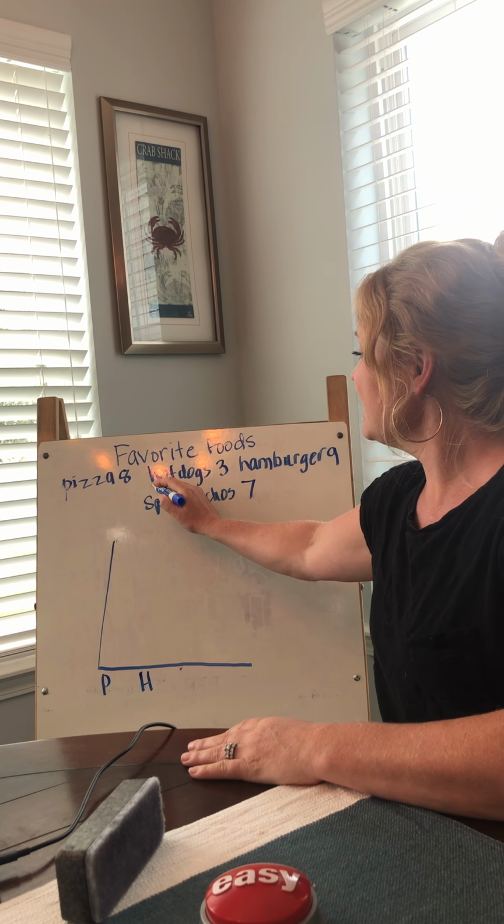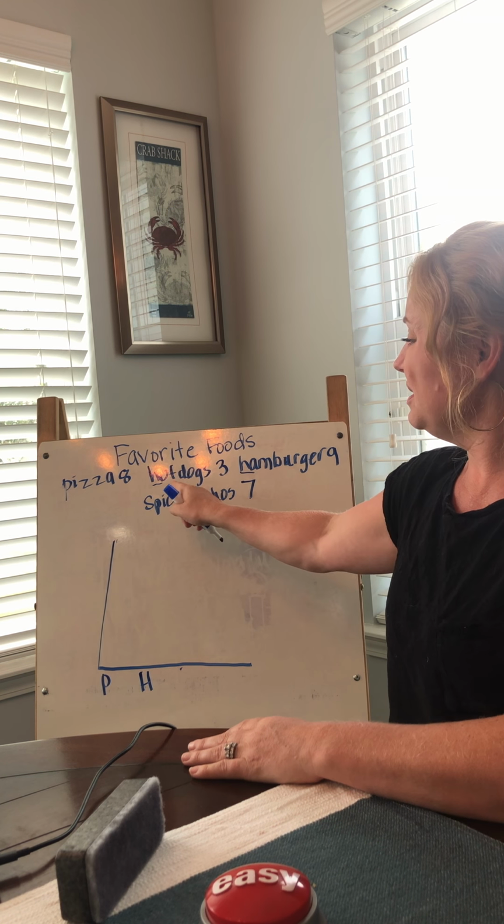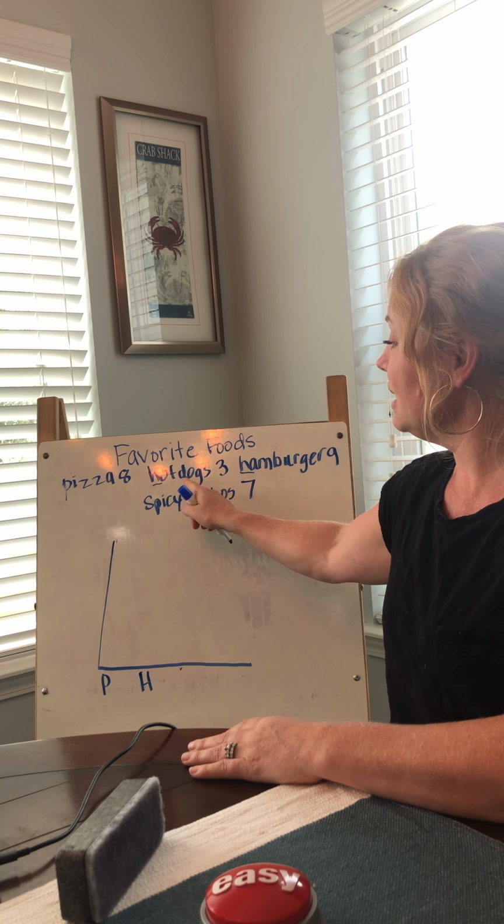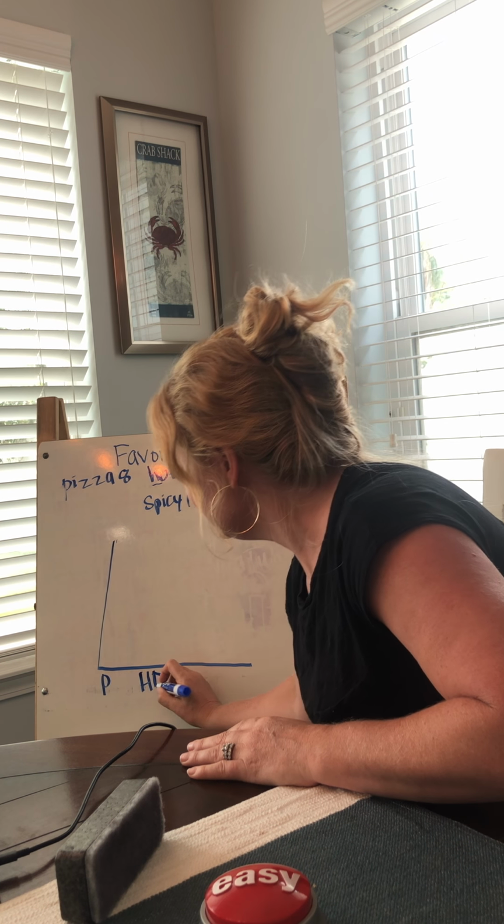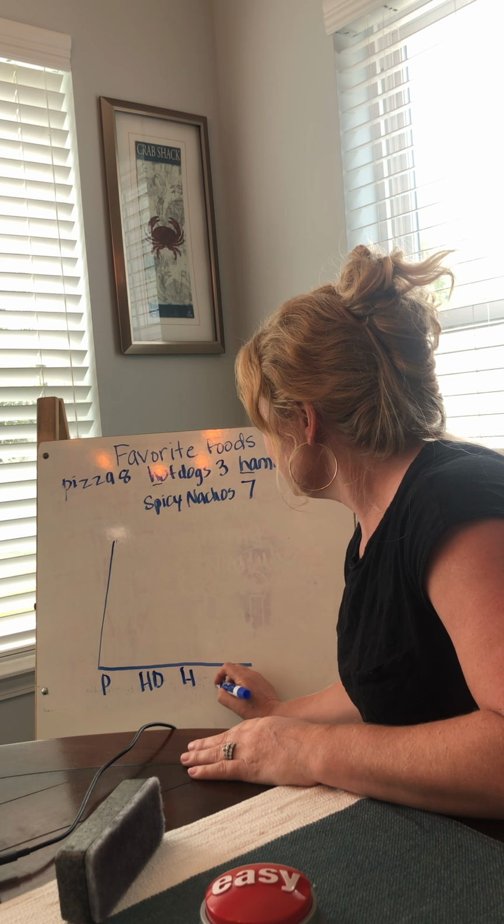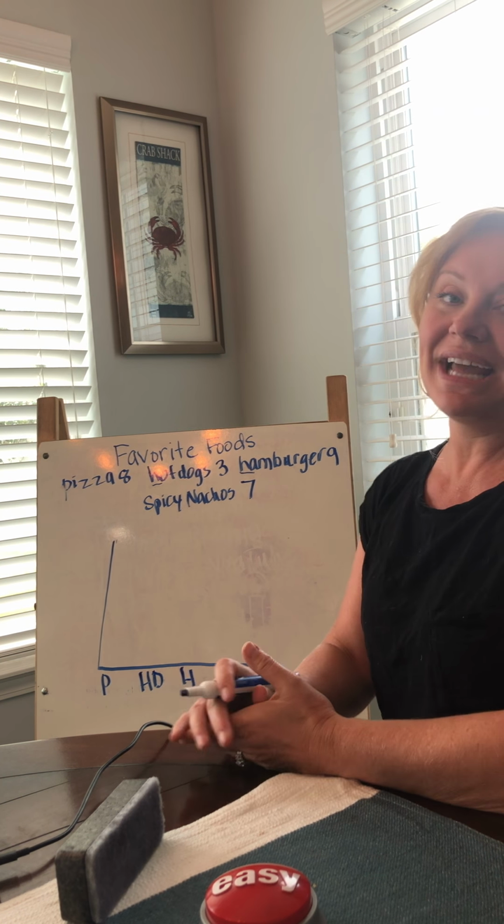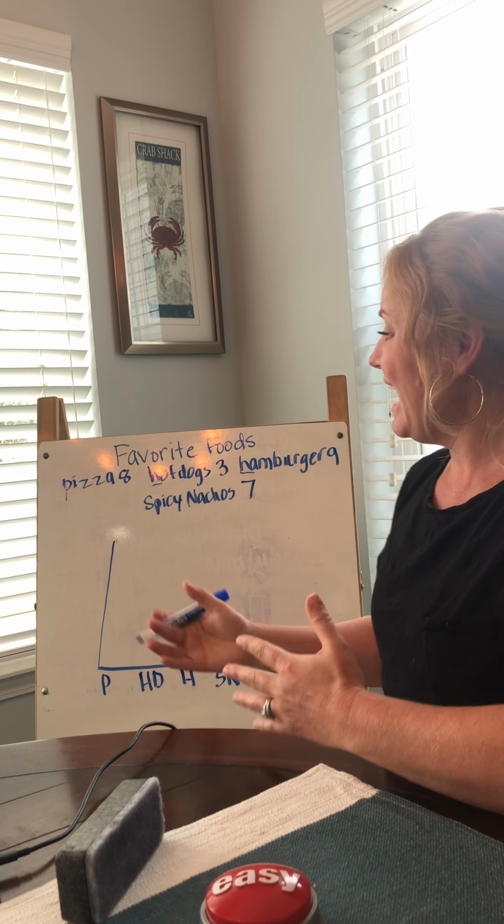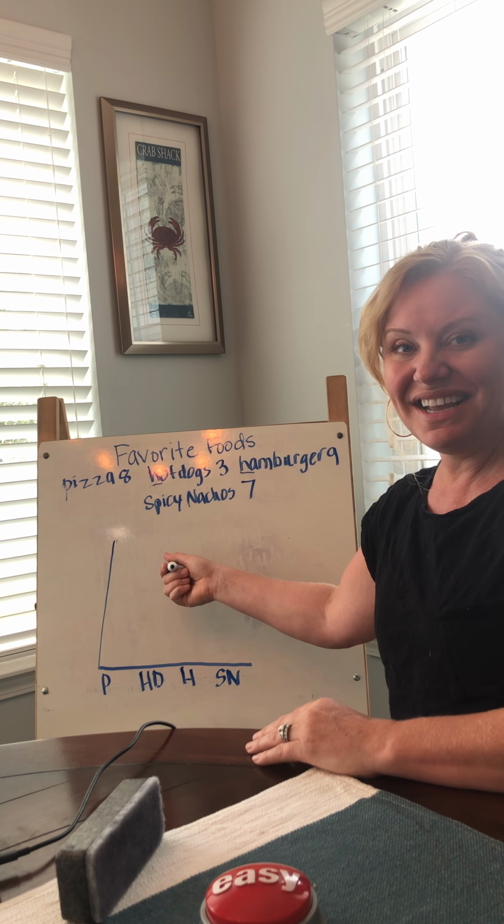You know what? This is an H and H. So to distinguish between the two, for hot dogs, I'm gonna put HD for hot dog, and then just an H for hamburger, and spicy nachos, I'm gonna do an SN, okay? Now, can I put the vertical bars in yet?